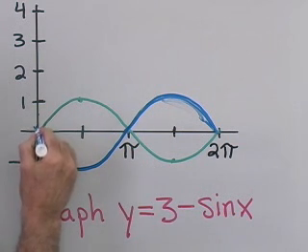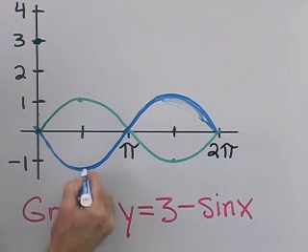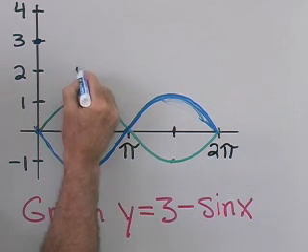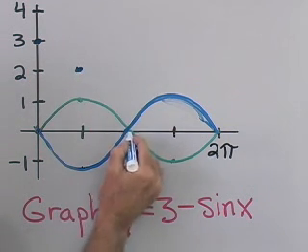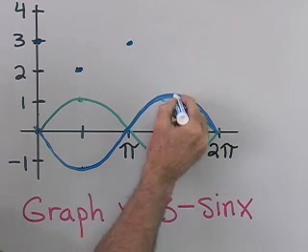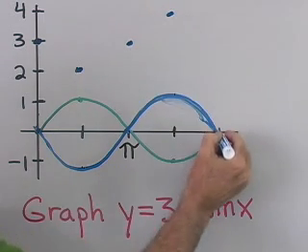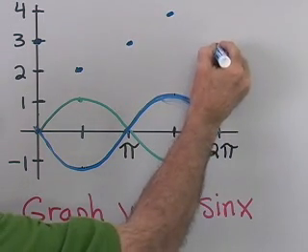So where it's 0 now, it's going to be 3, because 0 plus 3 is 3. Where it's negative 1 now, negative 1 plus 3 is going to be 2. And where it's 0, again, it's going to be 3. And where it's 1 now, it's going to be 4. And again, when it's 0, it's going to be 3.